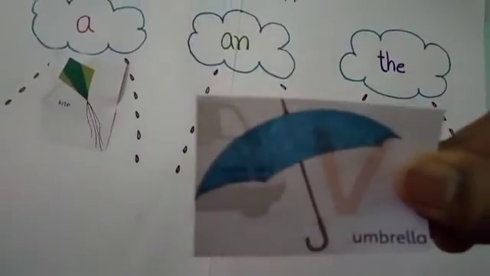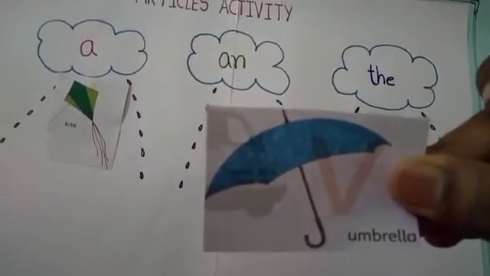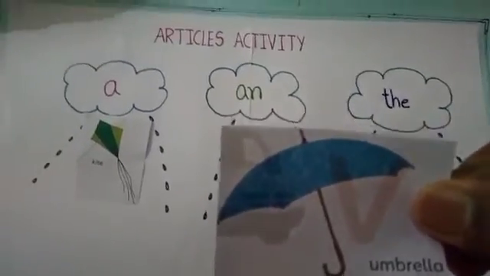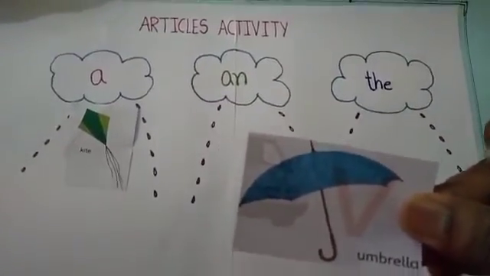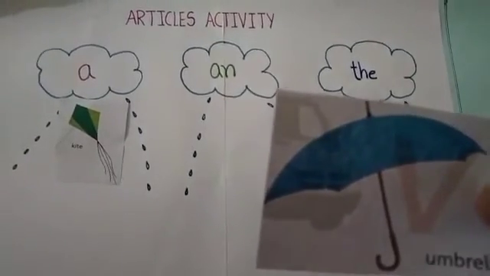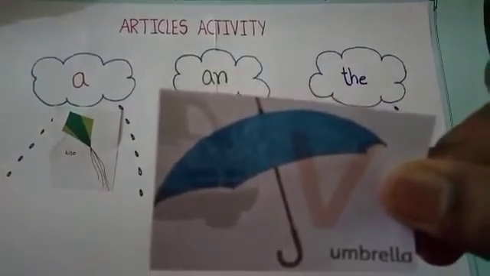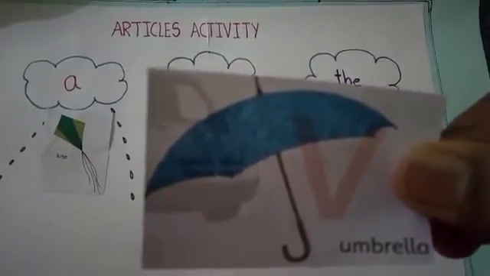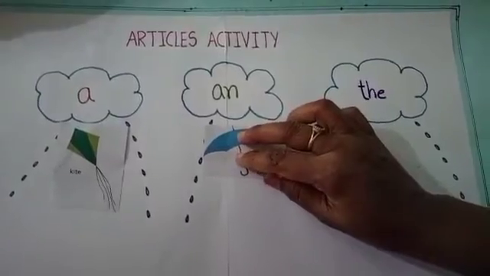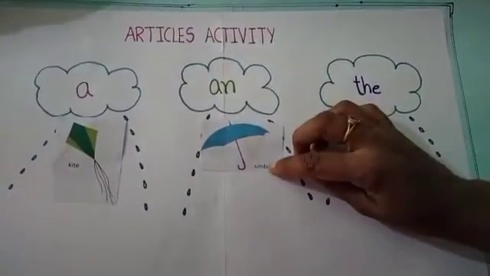Next I am going to take another picture. What is this children? Umbrella. First we should observe first letter. What is their first letter? U. U is consonant or vowel? U is vowel. In front of vowels, what we should use? An. An umbrella.